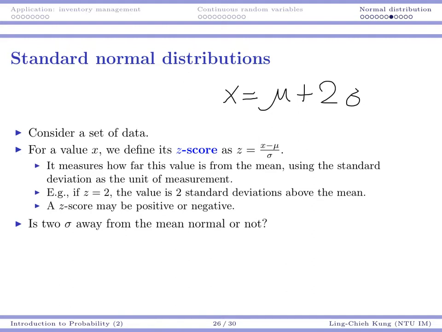And also, within a single data set, the z-score is also useful. Let's see the following situation. Now, let's ask this question. Suppose I get a value and it's 2 sigma away from the mean. And then I ask, do I still think this value is normal or not? Or I am asking, how likely may I get a value that is 2 sigma away from the mean? That's my question. Let's try to answer it.